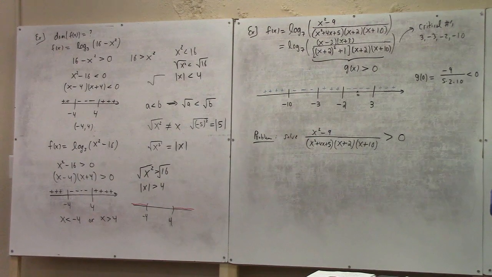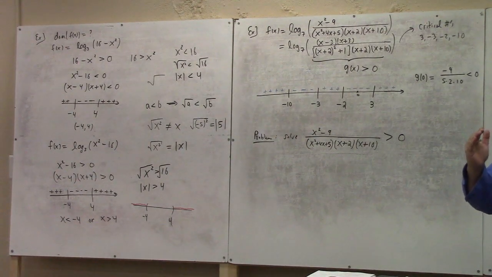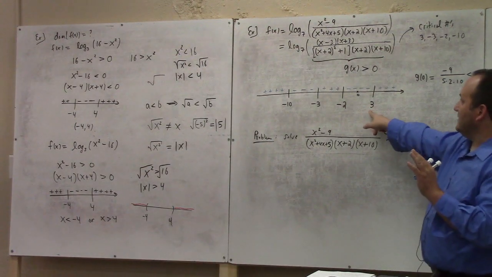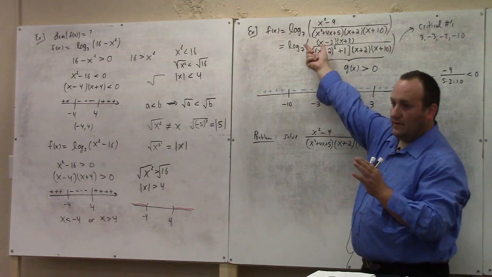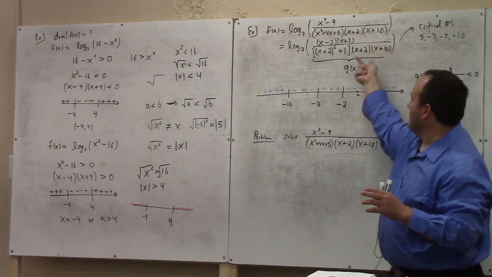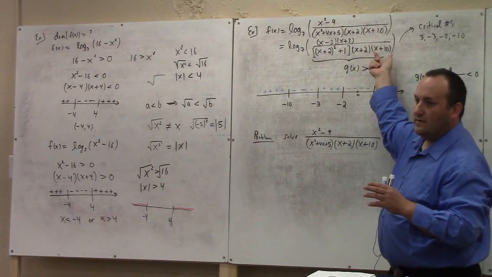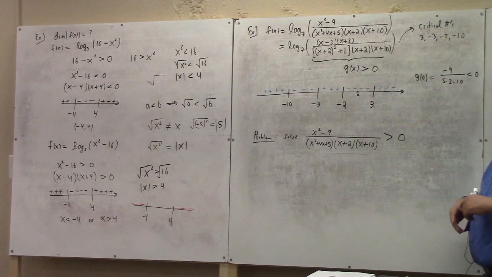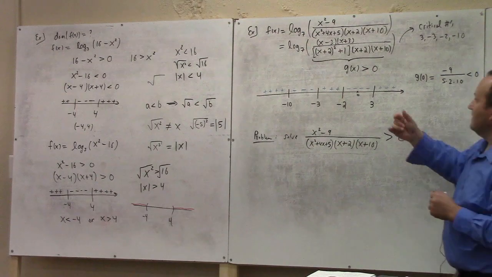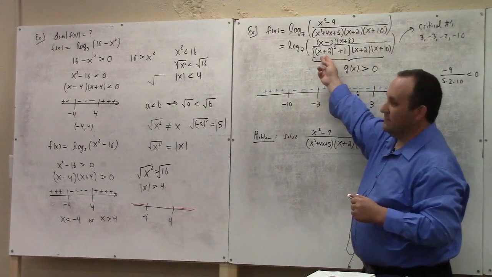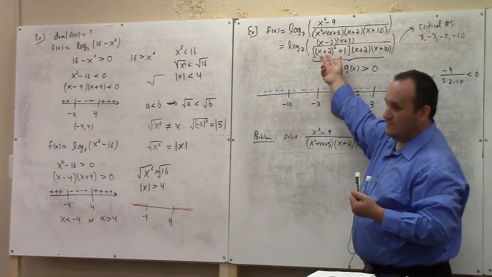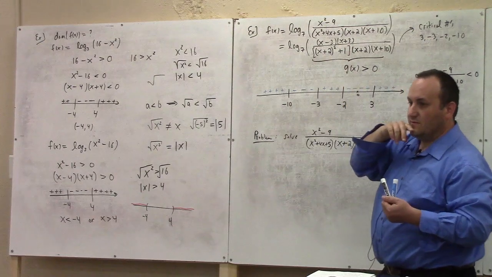Wait, so if the entire thing is squared? If the factor corresponding to that critical number is squared. The factor corresponding to 3 is x minus 3, right? The factor corresponding to minus 3 is x plus 3. The factor corresponding to minus 10 would be x plus 10. There are none of them with squares. The only one that has a square is this guy, but he's always positive. So he's not even a player in this game. He's just always positive.